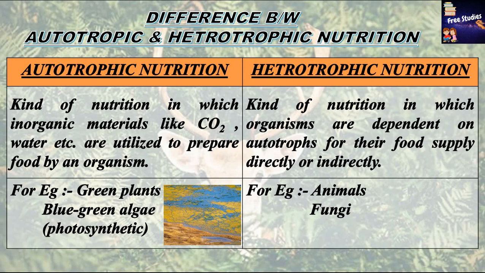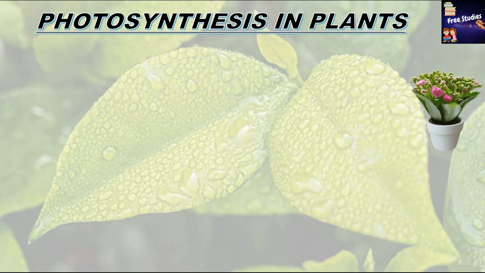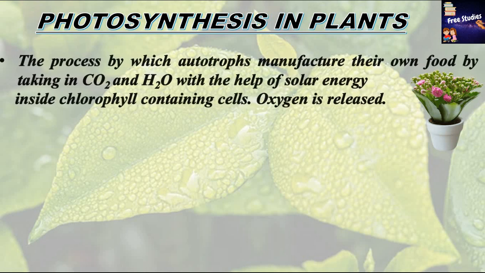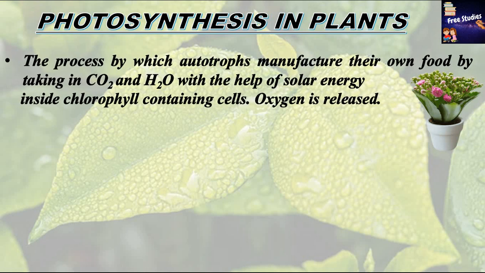Now we will be studying how photosynthesis takes place in plants. It is the process by which autotrophs manufacture their own food by taking in CO2 and H2O. Here CO2 means carbon dioxide and H2O means water. I hope you all know. This happens with the help of solar energy, meaning the energy coming from the sun, inside the chlorophyll containing cells. We all know that in plants the chlorophyll is present in the leaves. Oxygen is released in photosynthesis.